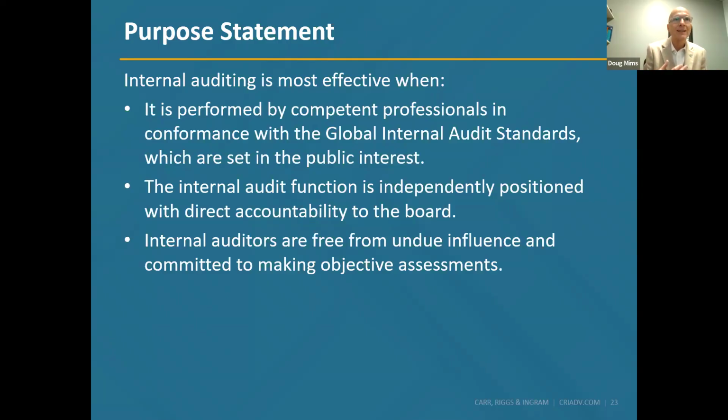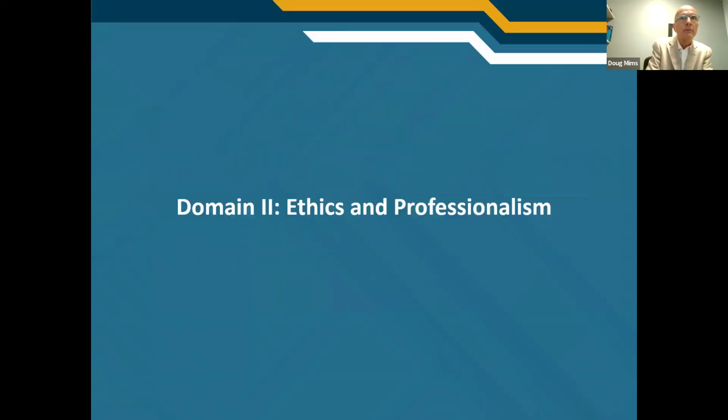The internal audit function is independently positioned with direct accountability to the board. Obviously, that's a big deal for everybody. Where is internal audit positioned? Is it inhibited in any way in terms of the ability to be independent, be objective, do what needs to be done? That's always, or can be, a debate in terms of where in the management box, and do they have direct access? Does internal audit have direct access to the audit committee or the board? Internal auditors are free of undue influence and committed to making objective assessments. So those are 3 components of when internal audit is most effective in consideration of the purpose statement.